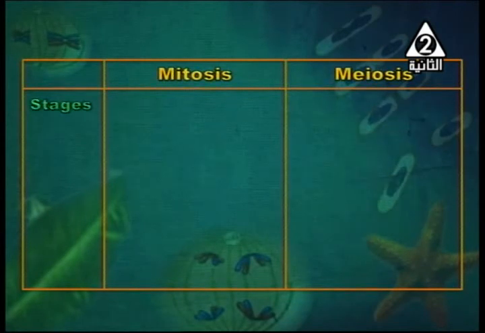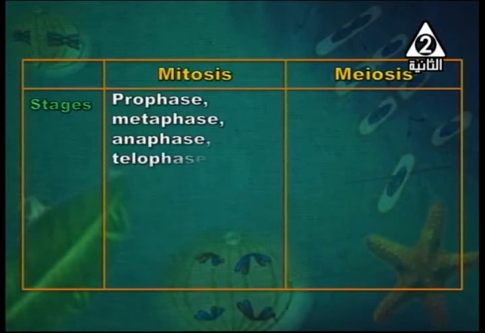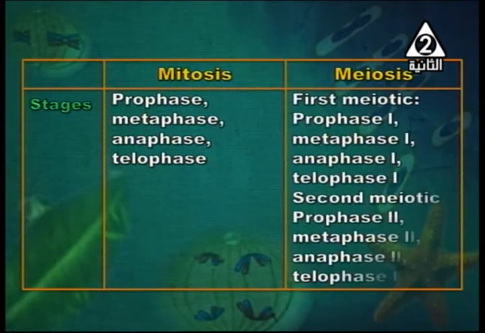The stages of mitosis are four stages only: prophase, metaphase, anaphase, telophase. While we know that the meiosis is classified into the first meiotic division, which contains prophase 1, metaphase 1, anaphase 1, telophase 1, and also the second meiotic division, which contains prophase 2, metaphase 2, anaphase 2, telophase 2.